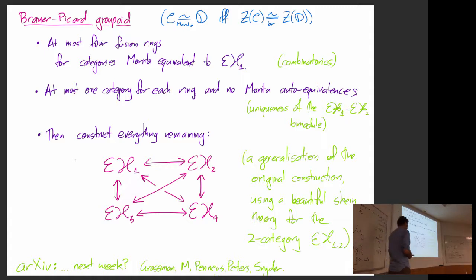It tells you the extension theory of these categories. If you want G-graded extensions with a neutral piece in one of these categories, it tells you that extension theory is very boring.